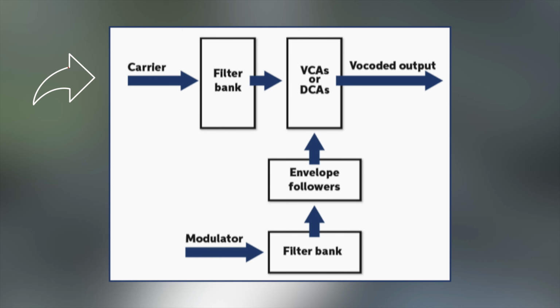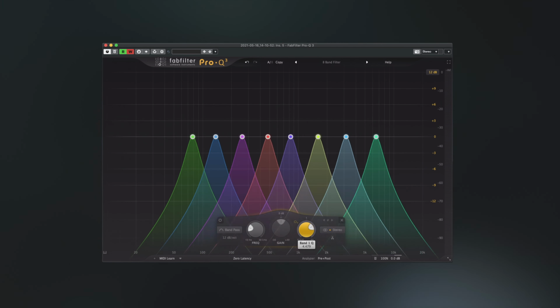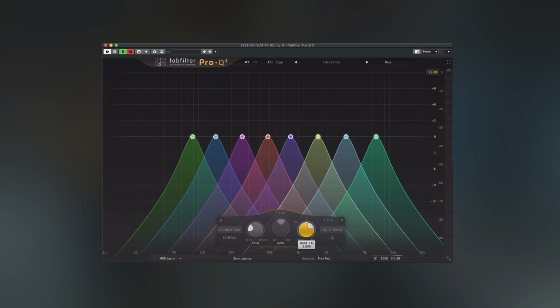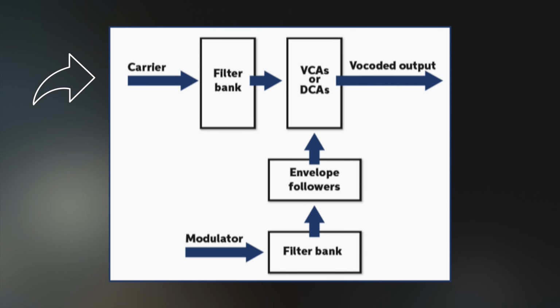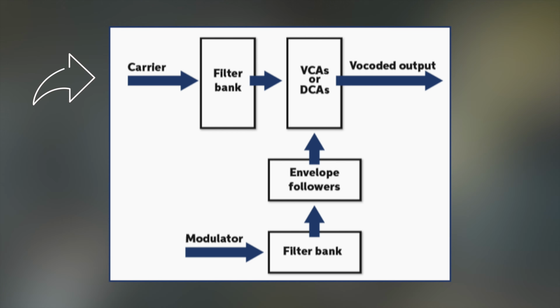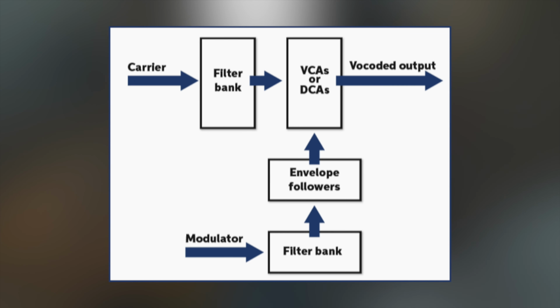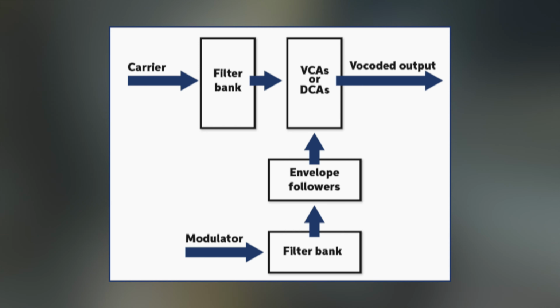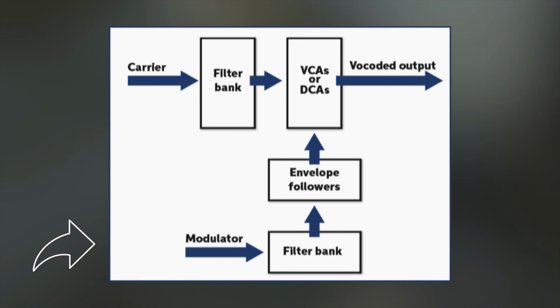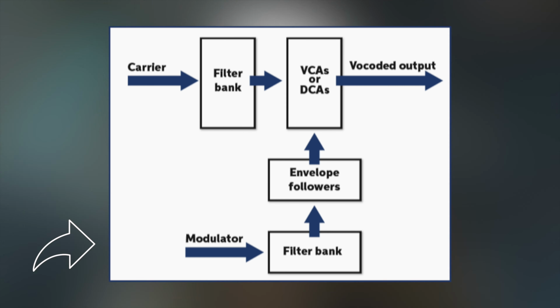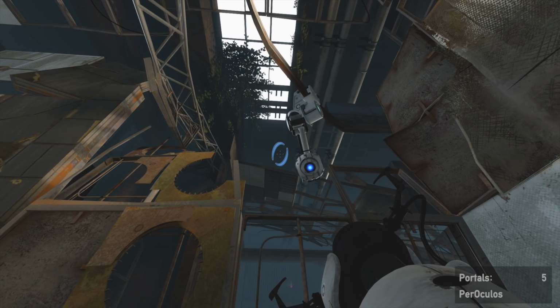The carrier is run through a series of parallel bandpass filters, each covering a narrow or broad range of frequencies. Each filter is then fed into its own VCA, voltage controlled amplifier, or DCA, digital controlled amplifier. These amplifiers are used to control the outputs of the filters. The modulator is then run through an identical set of bandpass filters and then through a series of envelope followers, which will basically follow the amplitude of the modulator. These effects create a synthetic impression of the modulator that we can then superimpose onto the carrier.